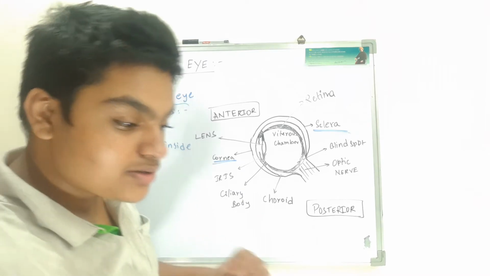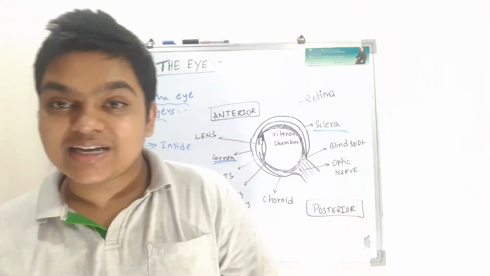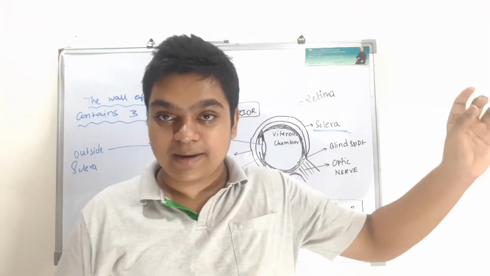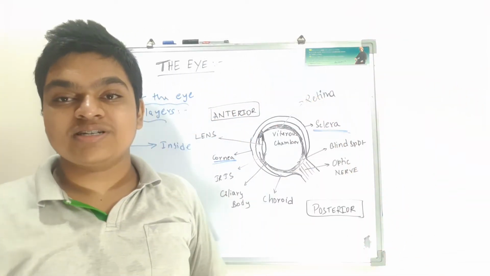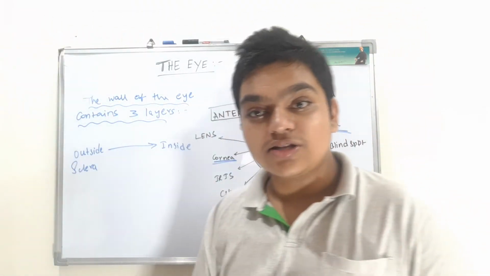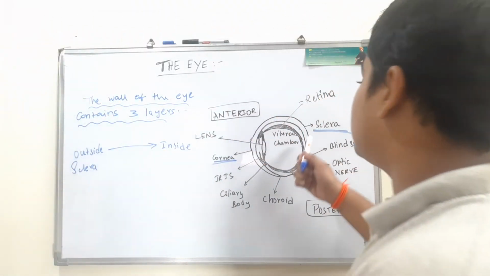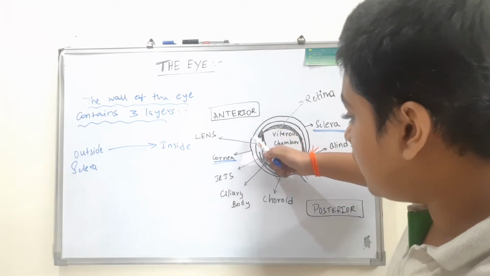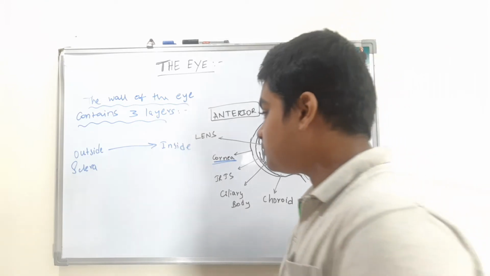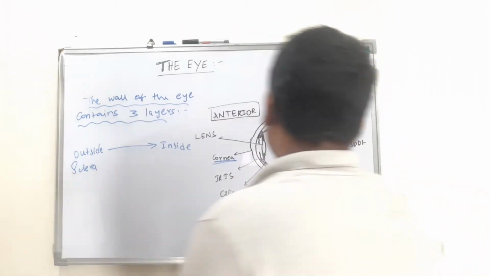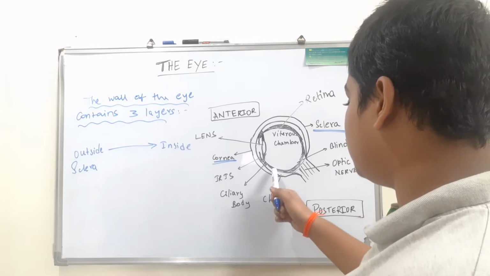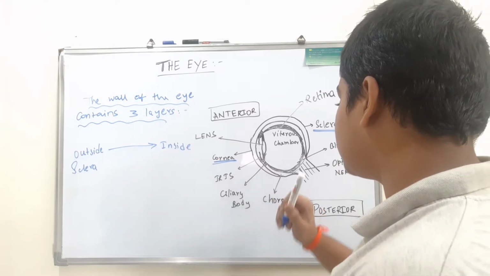Got it? How is this cornea formed? From which layer is this cornea from? Sclera. The anterior part of the sclera forms a bulged structure called cornea. Got it? Yes. So this sclera forms the anterior bulge called the cornea. Next, after sclera, the middle layer is called choroid. See this one. This is sclera. This is choroid.